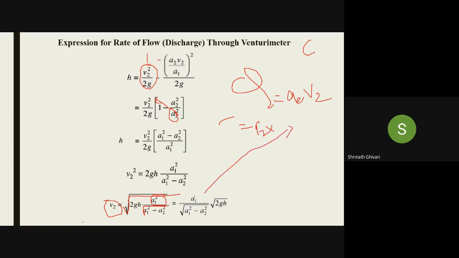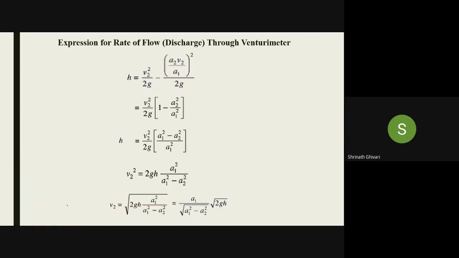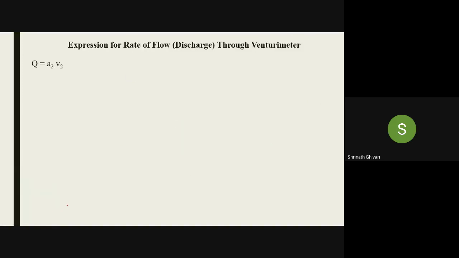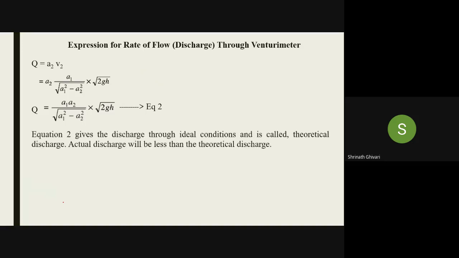The remaining equation we have seen yesterday. I have to just substitute A2 V2 in this equation. Then we are getting A2 into A1 divided by the square root of A1 square minus A2 square, into the square root of 2gh. Then the final equation will be A1 A2 by the square root of A1 square minus A2 square into the square root of 2gh. Now, I have told you that this is a theoretical equation. Here, the discharge will be maximum, more compared to the actual discharge. So equation 2 gives the discharge through ideal conditions and is called the theoretical discharge here.